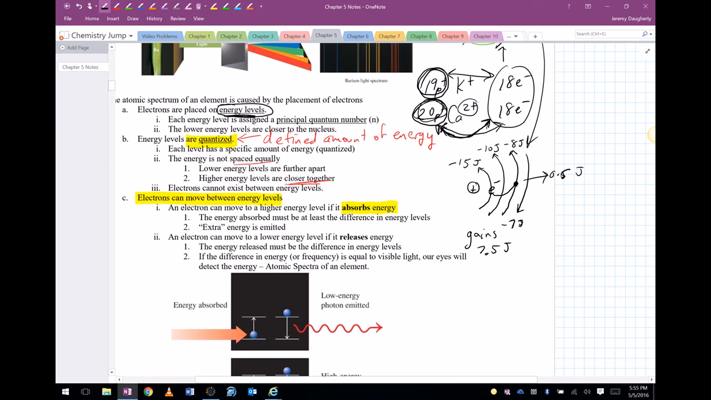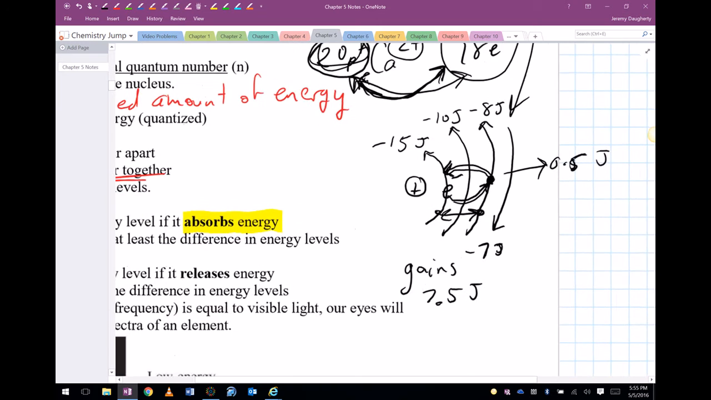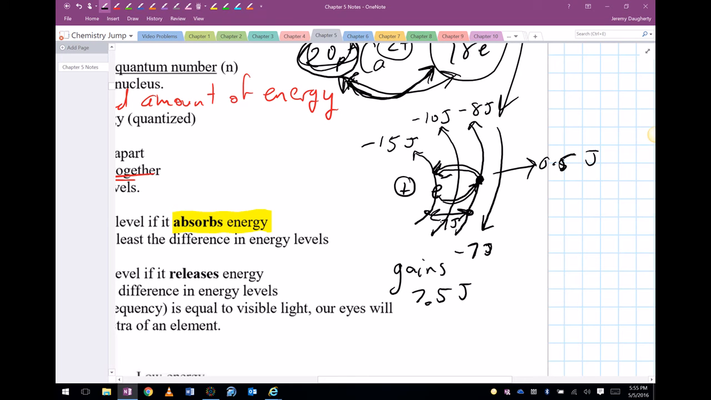As soon as they jump up to that higher energy level, they're going to come right back down, and they're going to lose energy. And when they lose energy, guess what? The difference between the energy levels, in this case 7 joules, that's how much it has to give off. So it would have to give off 7 joules worth of energy, because that's the difference between the energy levels.